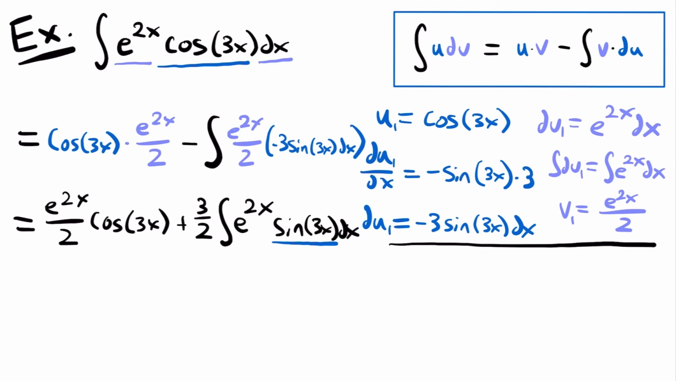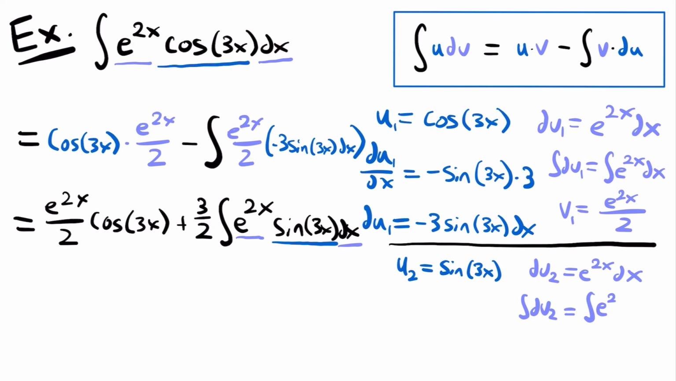Okay? So now for our new integral, I'm going to set u equal to sine of 3x, and I'm going to set dv to e to the power of 2x times dx. So we'll have u sub 2 is equal to sine of 3x, and dv sub 2 is equal to e to the power of 2x times dx. Now this is the same as what we had up here for dv sub 1, so this is going to be pretty easy to determine. I'm going to do that first. The integral of dv sub 2 will be equal to the integral of e to the power of 2x dx, which means that v sub 2 is equal to e to the power of 2x divided by 2. That integral will remain the same.